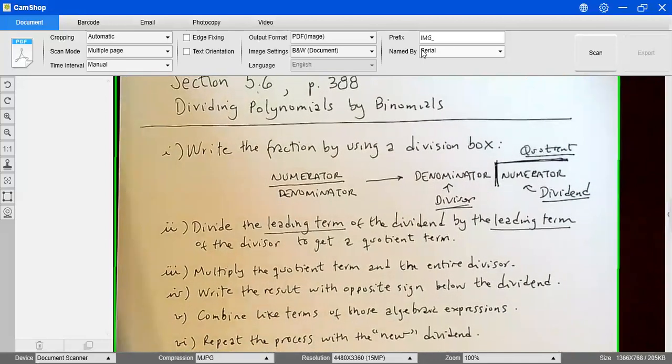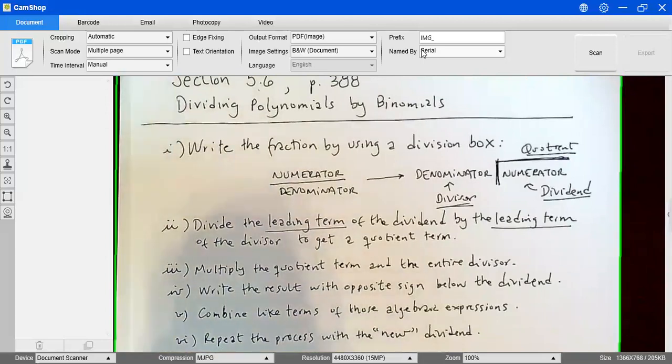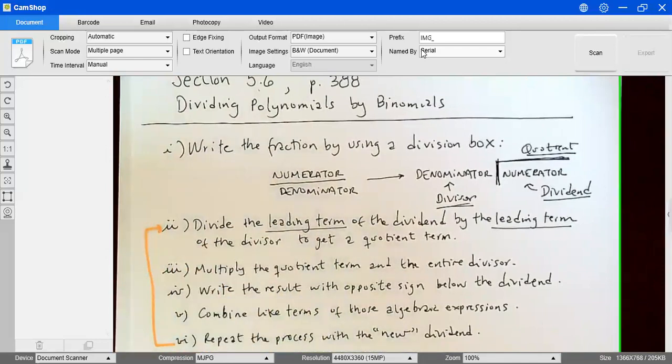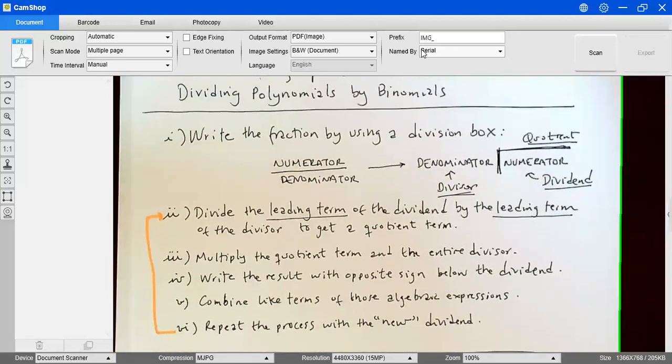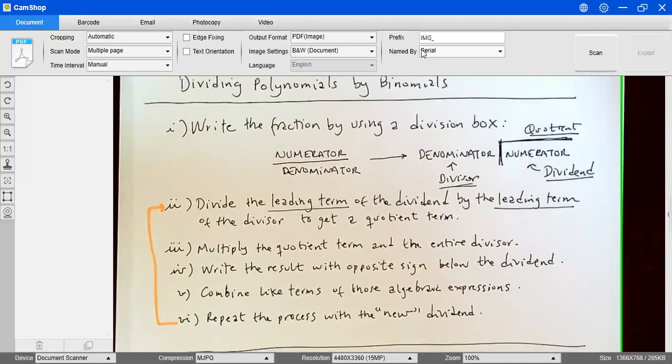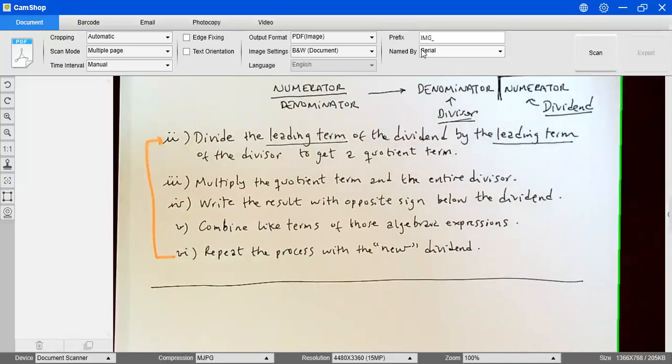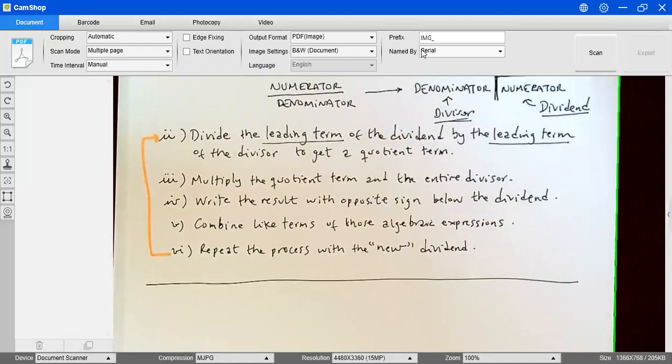So we're going to repeat the process with the new dividend. We're going to start again with division, multiplication, and subtraction, and then division, multiplication, and subtraction until we don't have more terms in the dividend. So I'm going to solve some examples, and then you're going to do this.